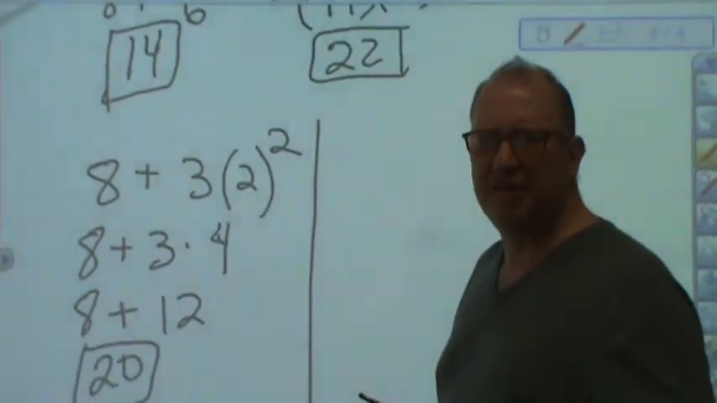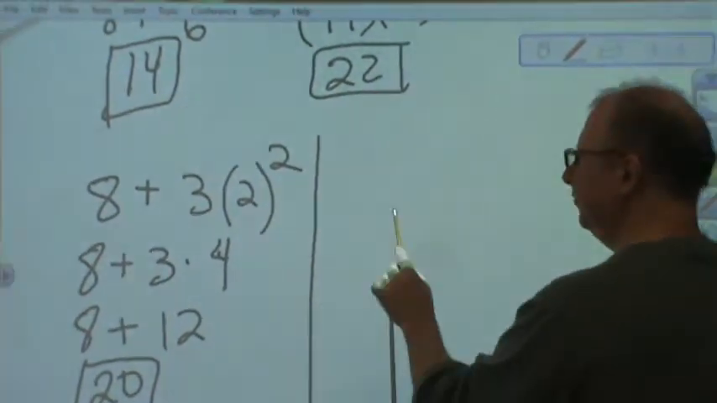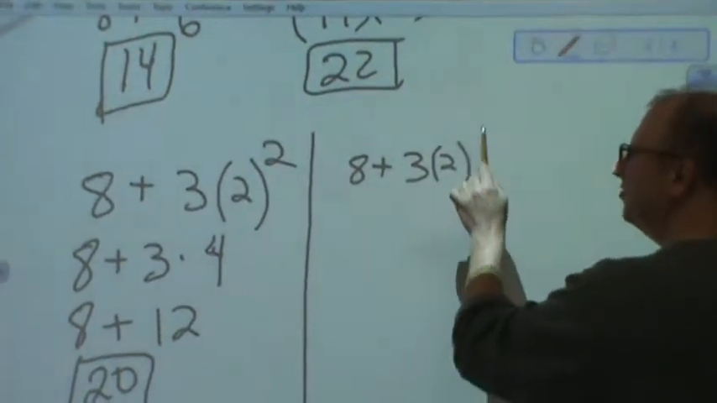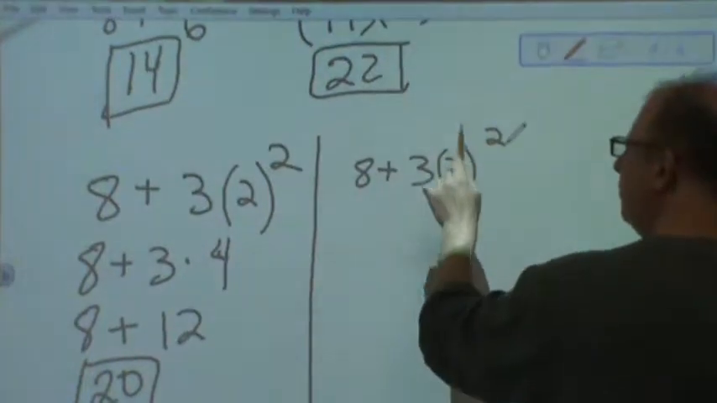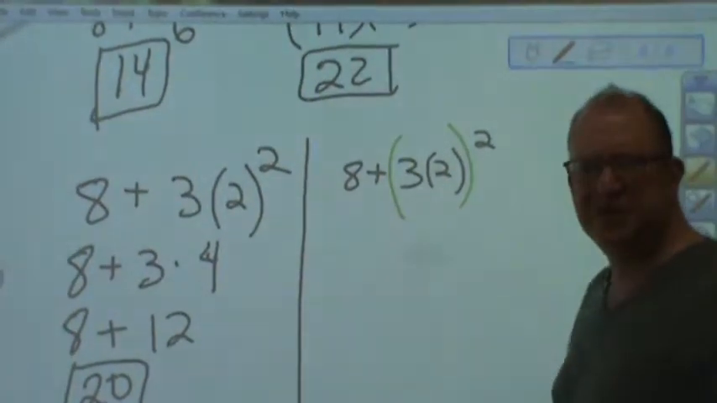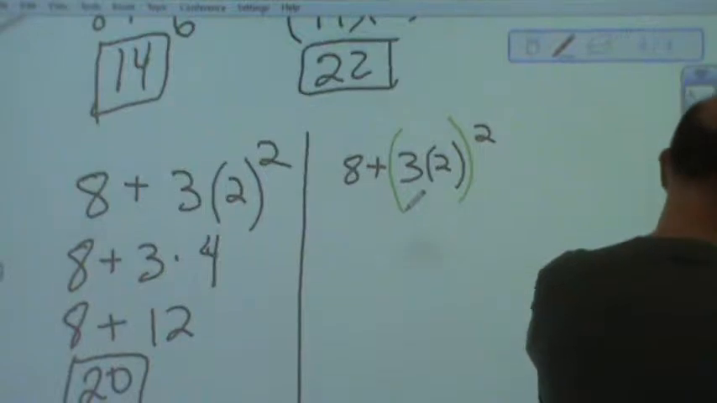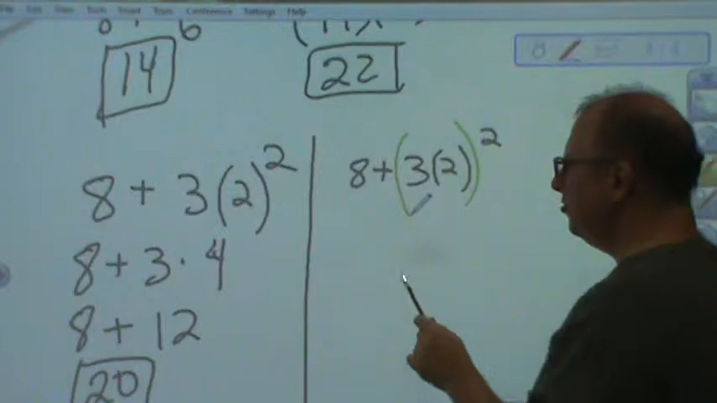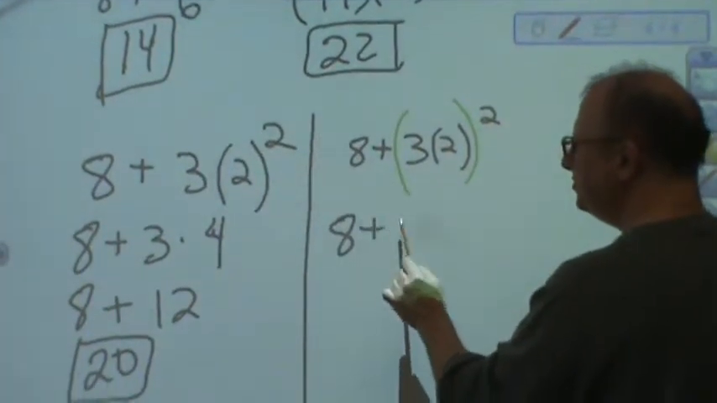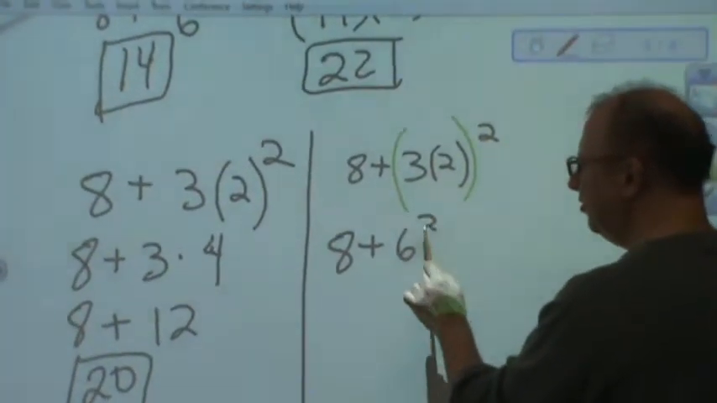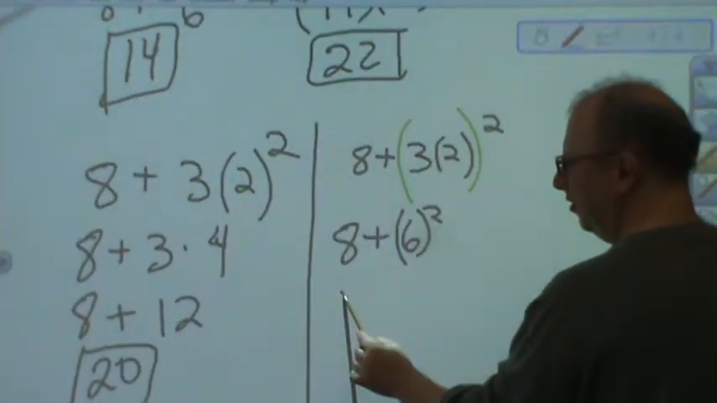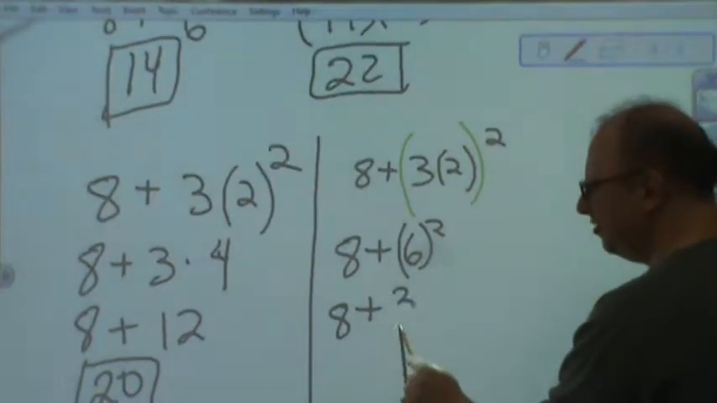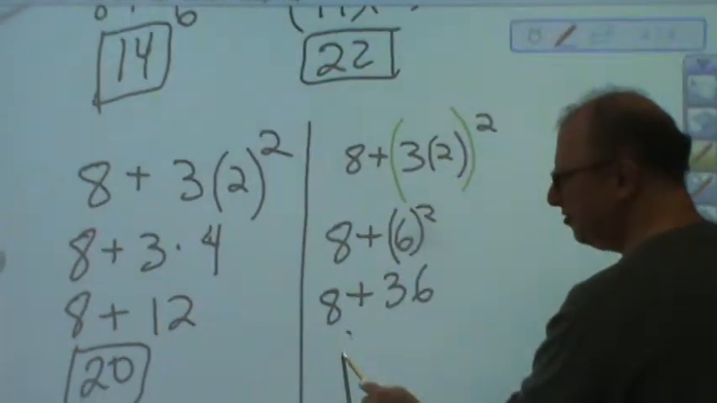Let's do the exact same example. I'm just going to move the parentheses. 8 plus 3 times 2, second power. Well, let me put parentheses here. Let's look at what happens. Within parentheses, I have to follow the order of operation. So I have 8 plus 6 to the second power. 6 to the second power is 36. And 8 plus 36 is 44.